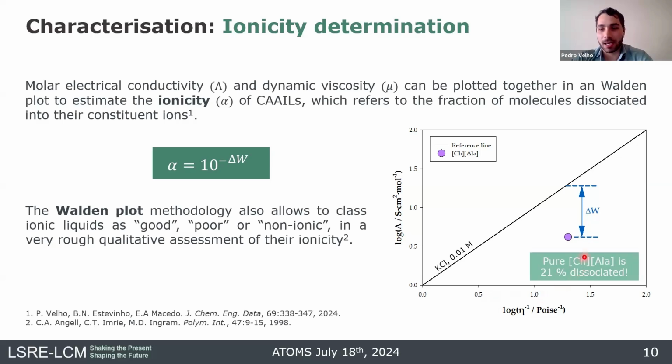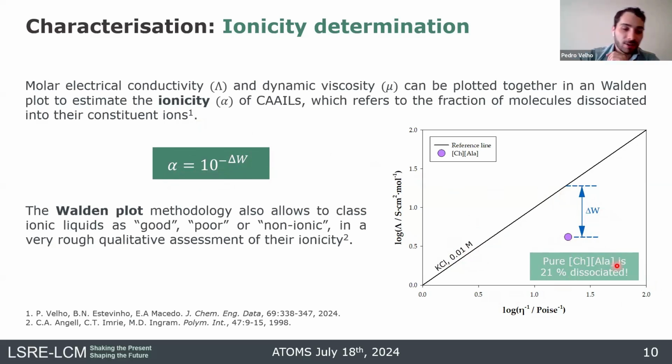And pretty much we have the point here, for example, this is for pure choline alaninate, and we measure this distance to a reference line, which is given by potassium chloride, an aqueous solution of 0.01 mole per liter. And this distance, normally known as delta W, allows you to estimate ionicity. So ionicity will be given by 10 to the power minus this distance. And for pure choline alaninate, it is about 21%.